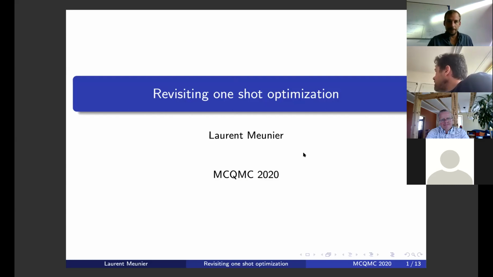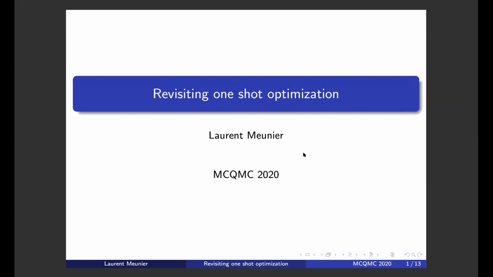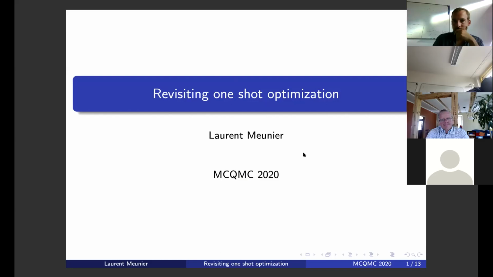Okay, so the talk I will present today is about one-shot optimization. In this talk, we will present some counterintuitive results that occur in one-shot optimization. This is joint work with Olivier Teytaud, my advisor at Facebook, and also colleagues at Dauphine and University Pierre et Marie Curie in Paris.